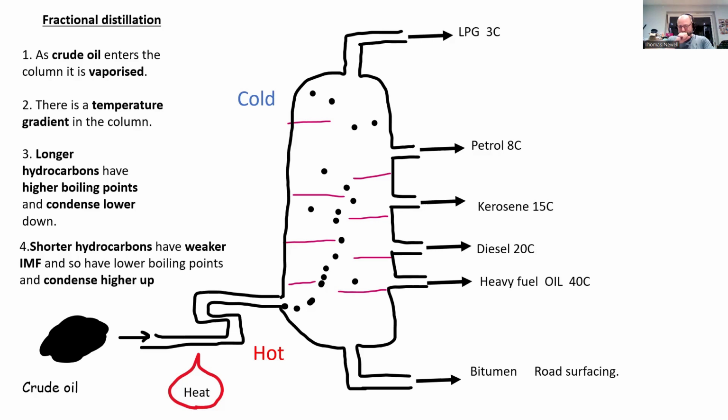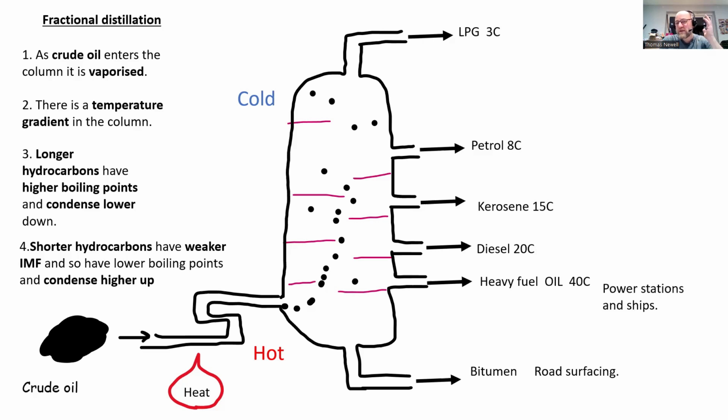Okay, what are the uses of these different fractions? So bitumen, which doesn't actually vaporize, it just comes straight out as a liquid from the tower. Bitumen is used for road surfacing. So you've probably seen when builders or people are working on the road, laying a new road, this thick black substance, that's bitumen. It's also put on garage roofs and shed roofs as well to waterproof them.